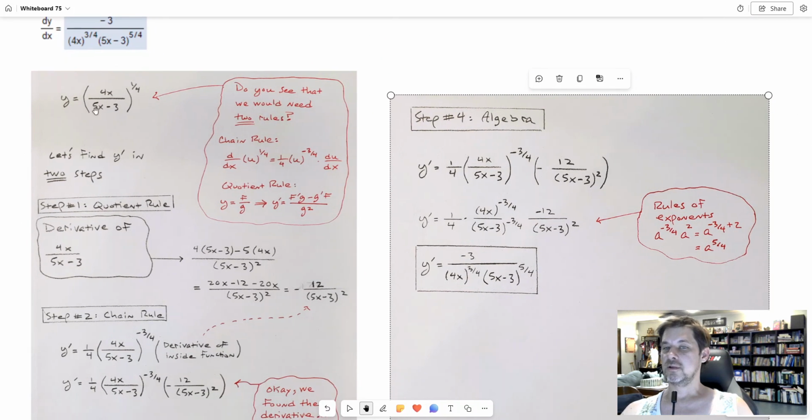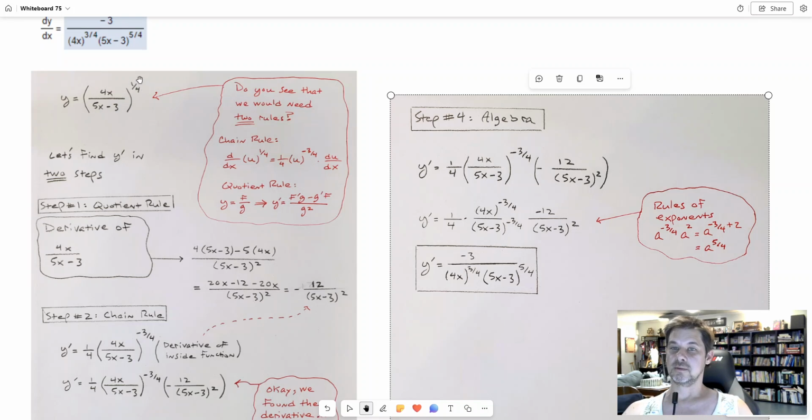If this is the function I'm given and I'm trying to find the derivative, first thing to think about is what rules are applicable. Okay, and on that note, I'd like to ask you if you see that we would need two different rules used in sequence. Okay, first the chain rule, because this is a composite function. There's one function inside of another one.